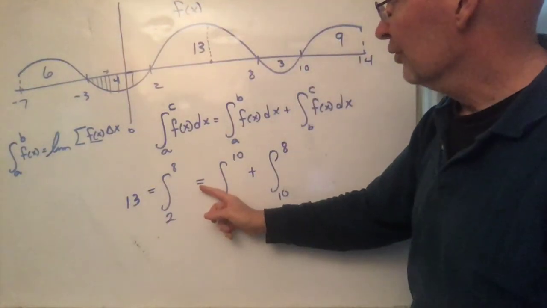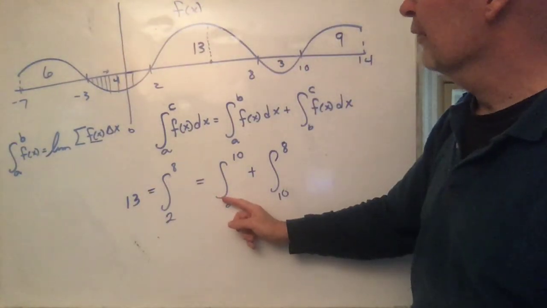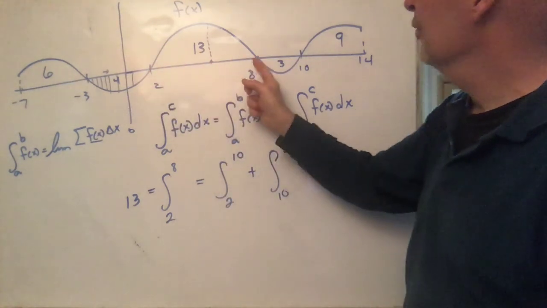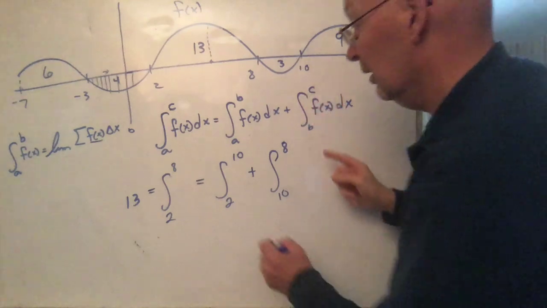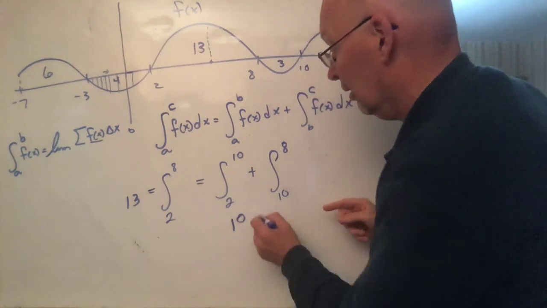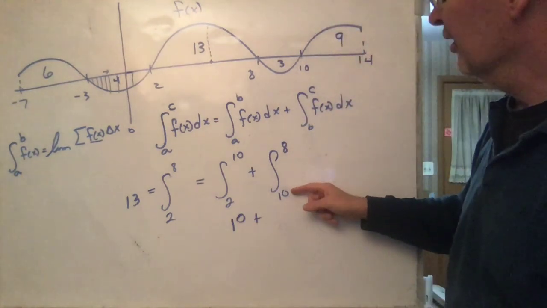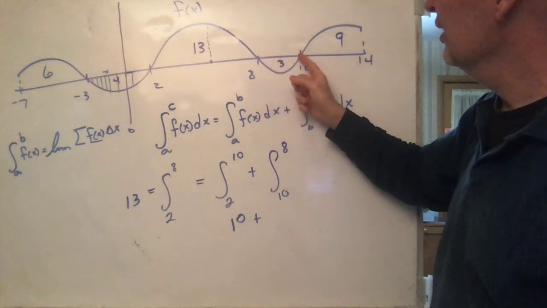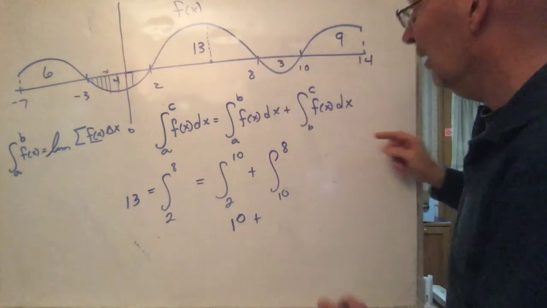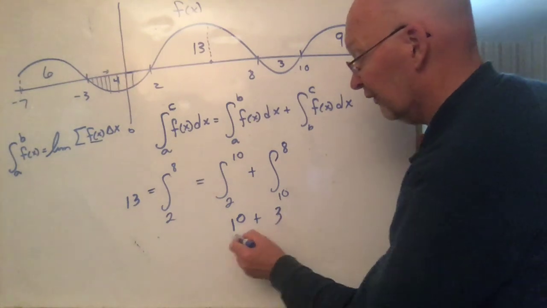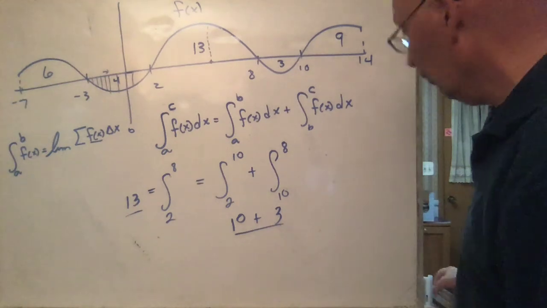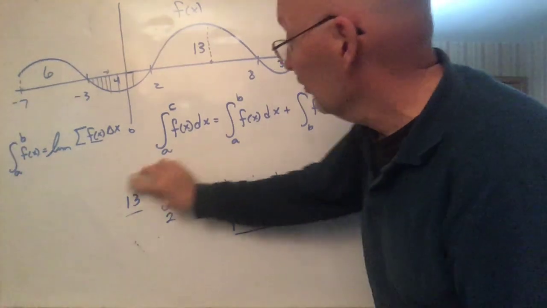Is that equal to the integral from 2 to 10? First of all, what is the integral from 2 to 10? From 2 to 10 is going to be 13 minus 3, which is 10, plus, what's the integral from 10 to 8? Well, from here to here is going to be the negative of a negative 3, so it's going to be plus 3. So sure enough, you get 13 on both sides. See that? So no matter what order you do it in, it's always going to work.